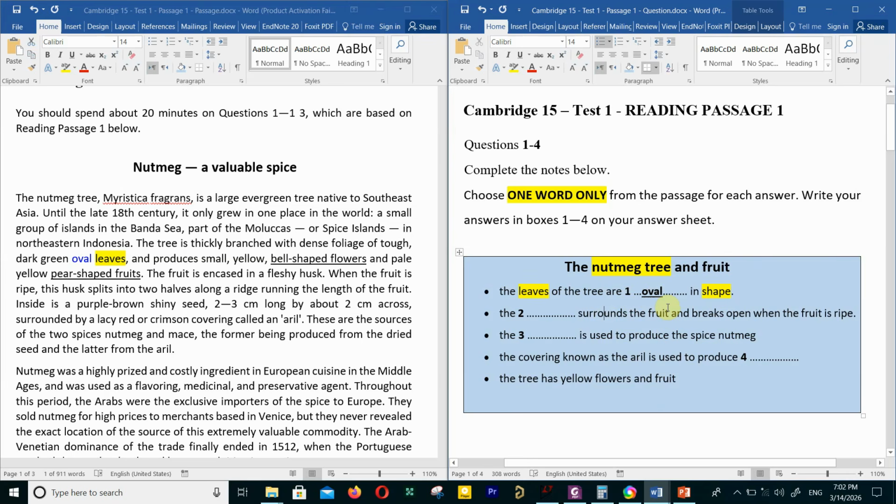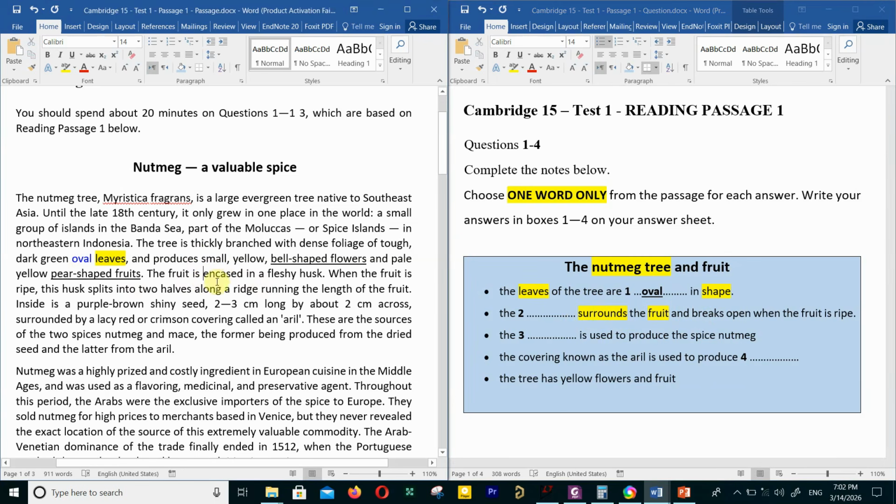Okay, now in a typical IELTS exam, the questions and answers for this type of question are in the same order. Sometimes they try to make confusion, but here this is passage 1, so particularly that's the case. So probably I'm going to find the answer for question number 2 in the next sentences. Okay, it surrounds the fruit and breaks open when the fruit is ripe. So what is surrounding the fruits? And maybe they're going to paraphrase surrounds, for example, covered by something, covered in something.